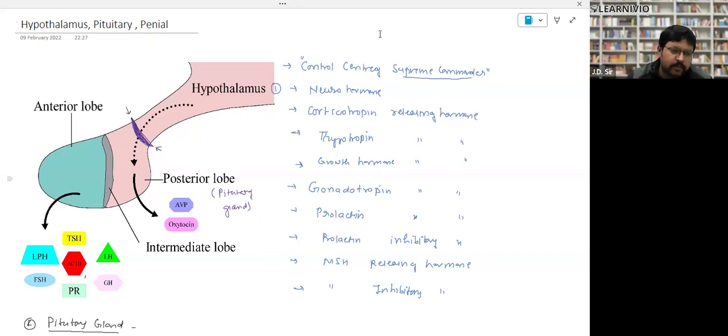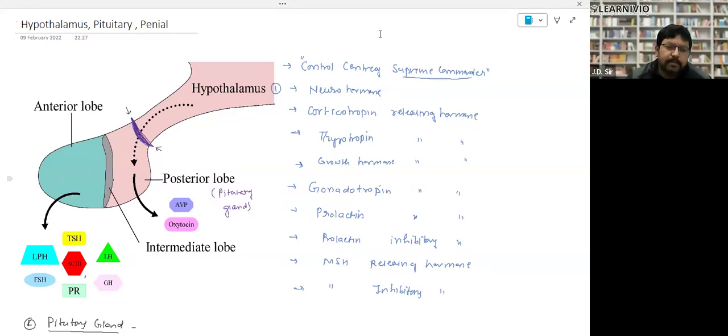From here onward, the lower part, which is a bit circular, a globular thing, is called the pituitary gland. Further, we have divided the pituitary into three parts: the posterior part, the anterior part, and the intermediate lobe, right? So we have divided this gland into three parts.